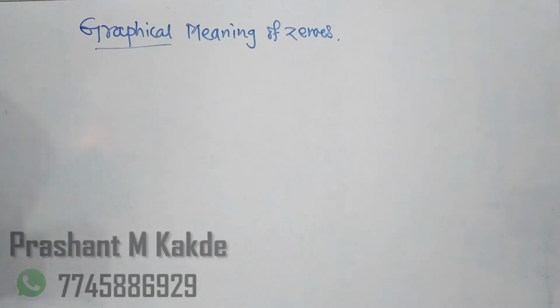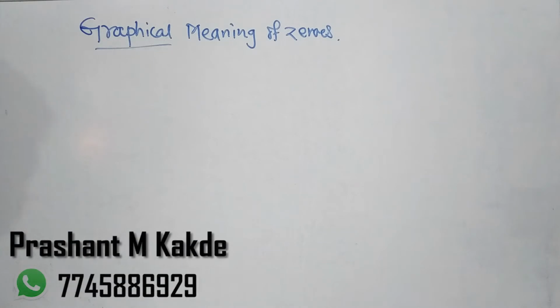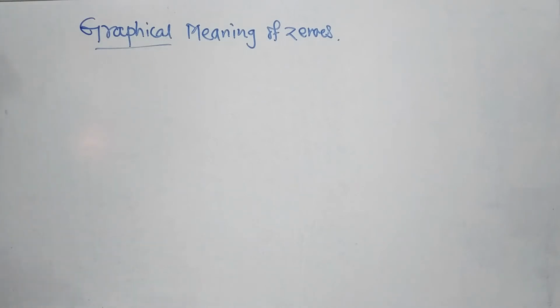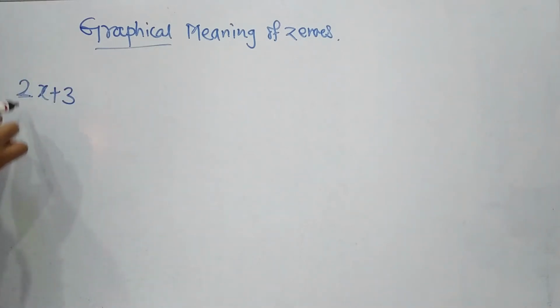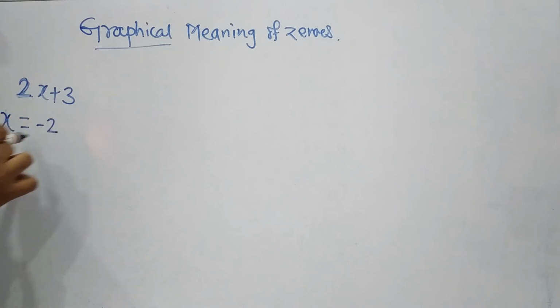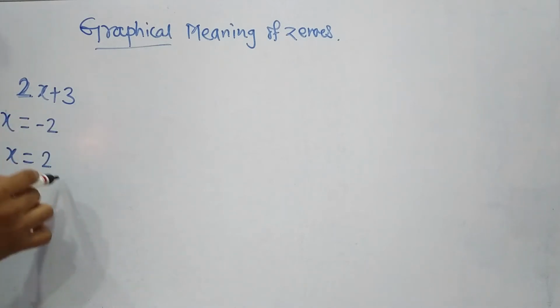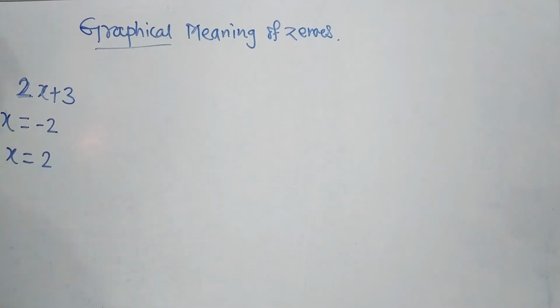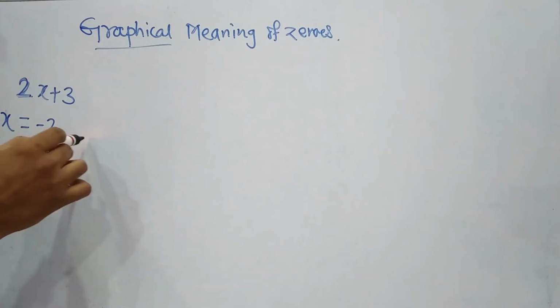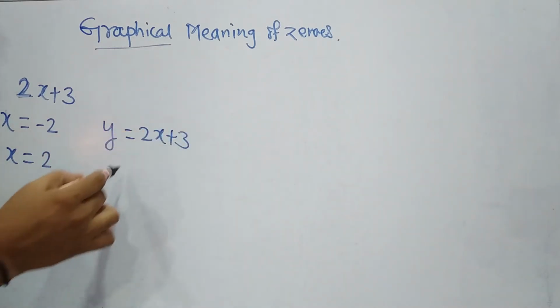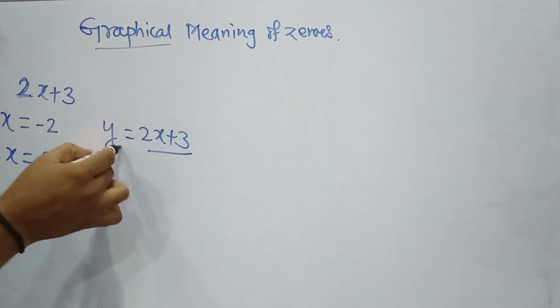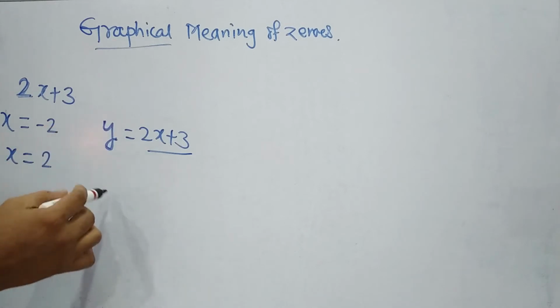Now friends, let us understand the geometrical meaning of the zeros. Now see, if I have the polynomial as 2x plus 3, then if I put the value of x as minus 2 and the value of x as 2, then y is equal to 2x plus 3. I have defined this polynomial in terms of y.